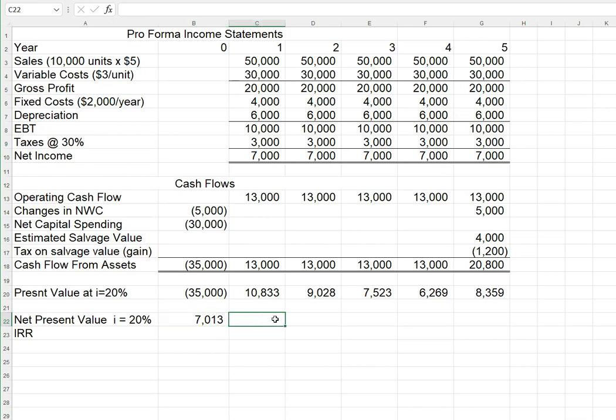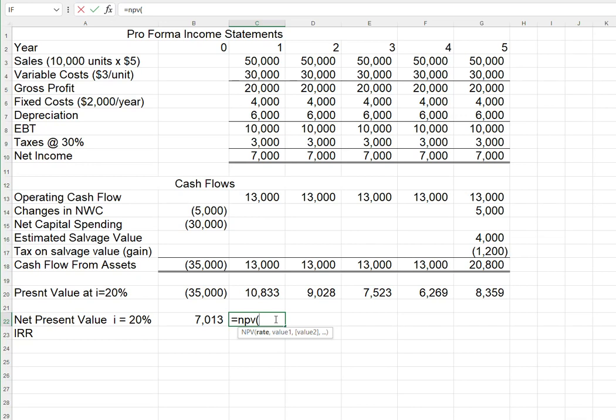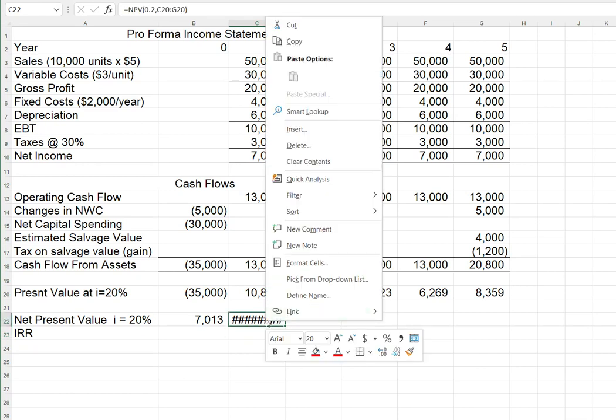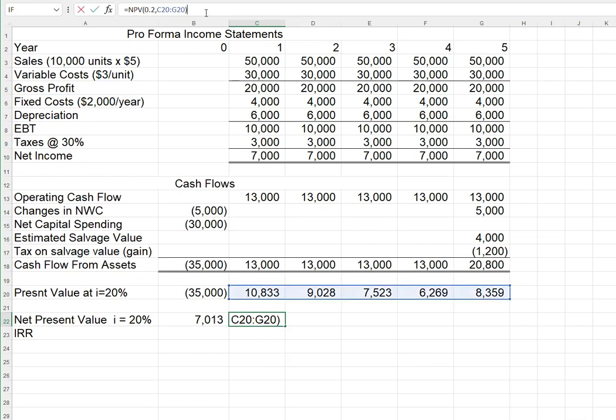We could also use Excel's net present value function. We have to be careful here because the net present value function is sort of poorly named. It's really a present value function. So we're going to go equals NPV, and our rate was 20%, and our cash flows, notice the value at time 1 is 10,000. We're going to go all the way out to year 5. That is the present value of our cash flows, discounted back at 20%. And of course, to get the net present value, we have to subtract the cost.